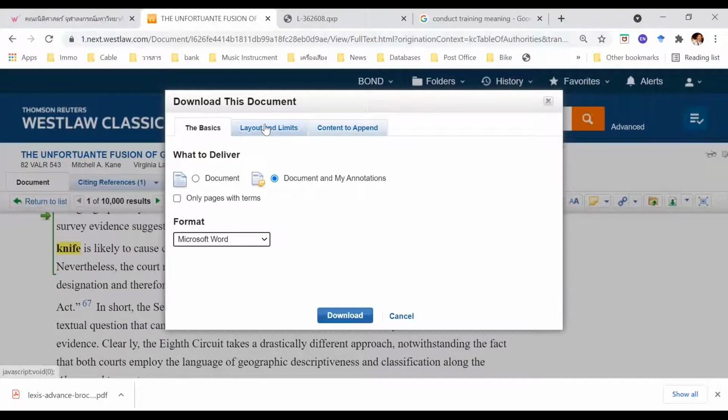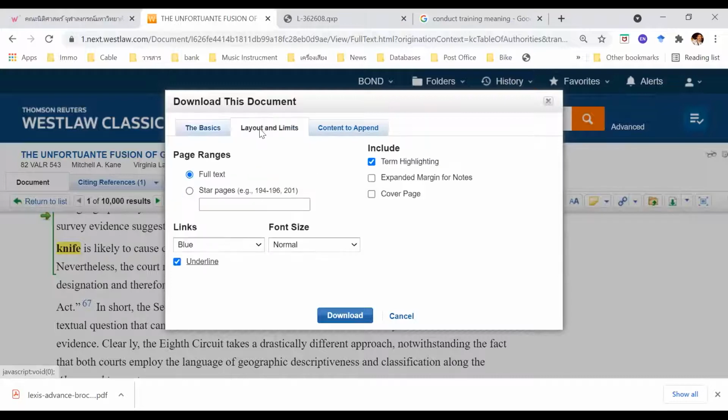And then layout. Can I have the highlighted text, the key terms that I search for? Use this one, layout and limit. Under layout and limit, you let it include term highlighting. Term highlighting means you switch it on, and it makes the key terms that I'm searching for bold or highlighted. And for size, you make it large or normal, and then click download.